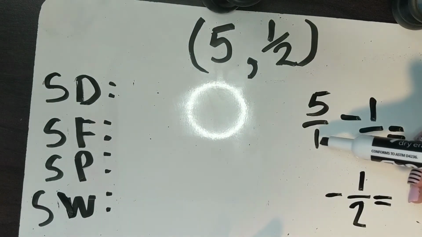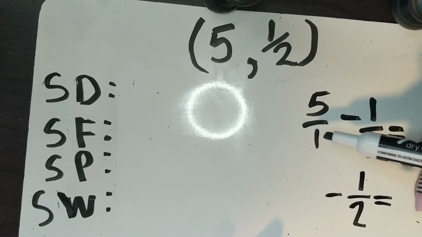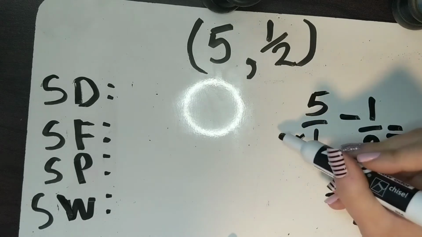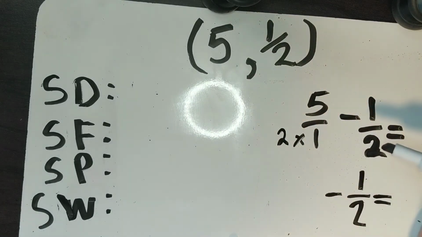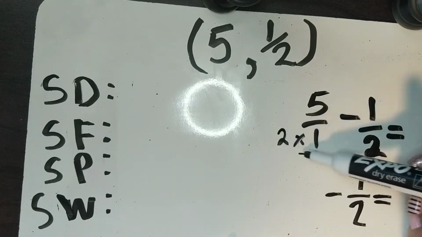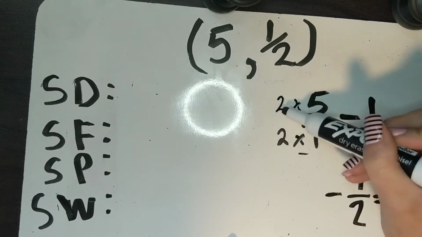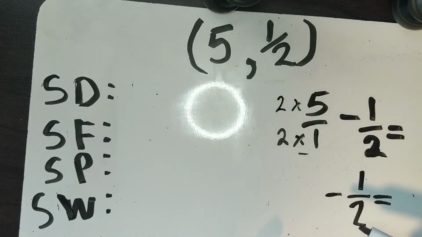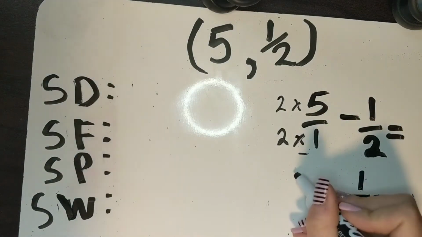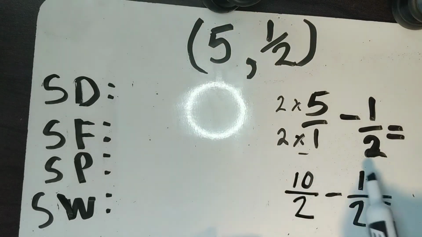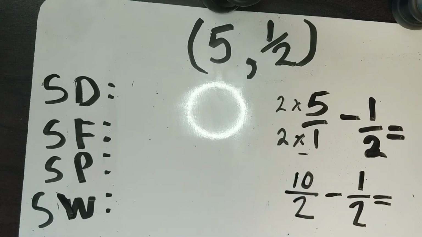Now, in order to do that, I need to multiply this denominator by a number that would equal 2. So I know with my multiplication facts that if I multiply 1 times 2, that's going to give me the number 2. Whatever I do to the bottom in this fraction, I also have to do to the top. So I'm going to go up here and also multiply by 2. So now I'm going to rewrite this fraction. 5 times 2 is 10. 1 times 2 is 2. Now I have a whole new equation where I have common denominators. That's exactly what I wanted.